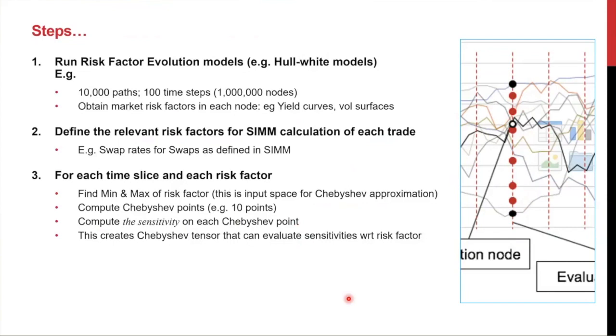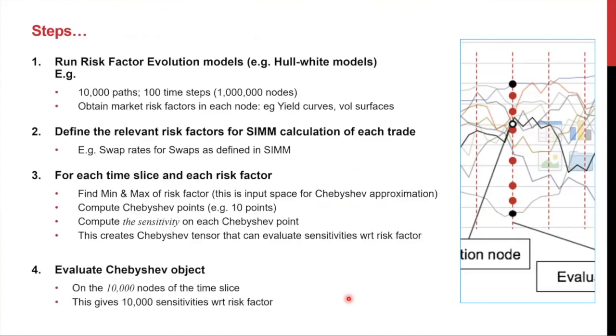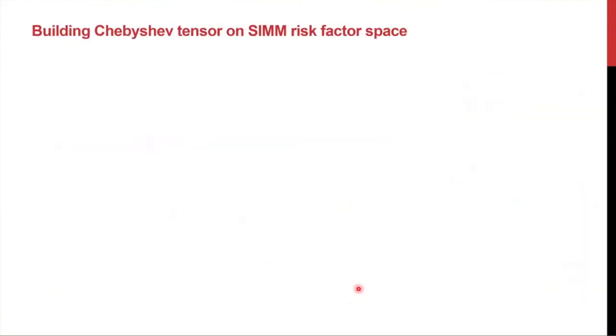Now, if you repeat this for every risk factor at every time slice, you get all the information that you need in order to compute the sensitivities at each node of the simulation. So now, what we're going to do is look at how to compute the sensitivity on each of these Chebyshev nodes. That's the important step to follow.